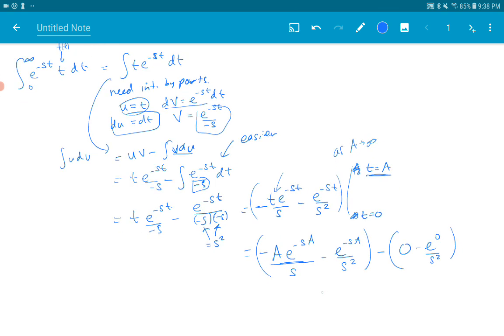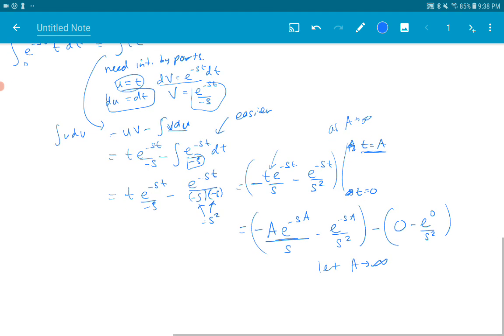Now once again, we have to let a go to infinity. Okay, well, as a goes to infinity, you'll notice this first term is a little weird because you have a, which goes to infinity, times e to the minus sa, which goes to 0. Anytime you multiply something that goes to infinity times something that goes to 0, it's like you're trying to multiply infinity times 0, and that's called indeterminate because you don't know what the limit does in general.